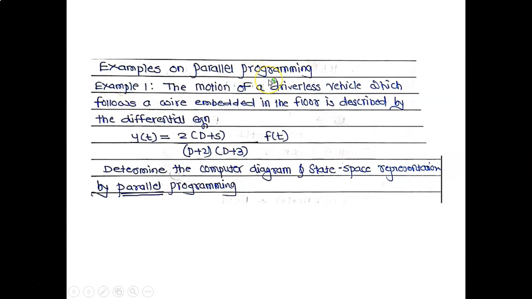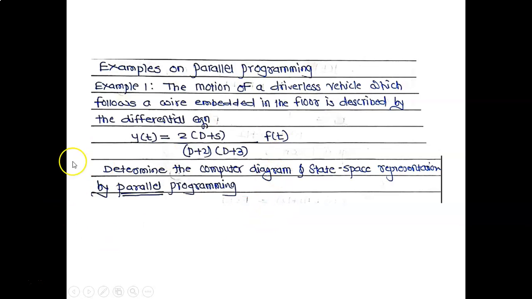Examples on parallel programming. Parallel programming, the name itself indicates that in the computer diagram two loops will be there, and those two loops will be in parallel. Now example 1: the motion of a driverless vehicle which follows a wire embedded in the floor is described by the differential equation y(t) is equal to 2(D plus 5) divided by (D plus 2)(D plus 3) times f(t). Determine the computer diagram and state space representation by parallel programming.